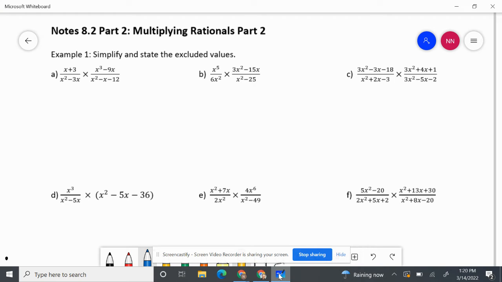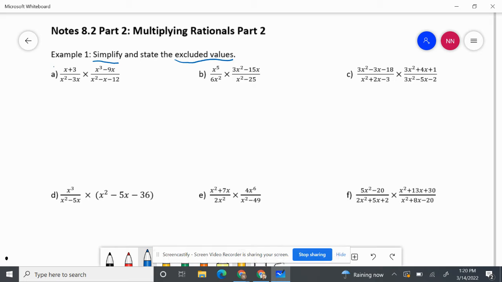What we're going to do is we're going to look at multiplying rationals again. This time we're going to not only simplify, we're also going to state the excluded values. Now, simplifying, remember the key is factoring.